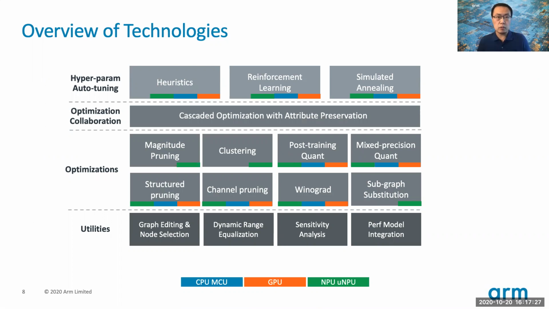So here we're including three examples for hyperparameter auto-tuning. The first one is heuristic, which is very deterministic. And then it can also be solved with reinforcement learning. And if you view the tuning as an optimization problem, then a classic optimization algorithm can also be applied to solve the problem. Here, simulated annealing is just one example among many possible options. So we've done all the individual optimizations, we make sure they collaborate, and we also properly tune the hyperparameters to make sure they work really well.